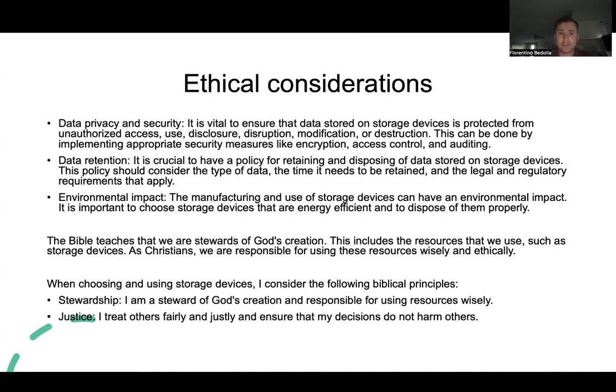Now, the Bible teaches us to be stewards of God's creation. This includes resources we use, such as storage devices. As Christians, we are responsible for using these resources wisely and ethically.